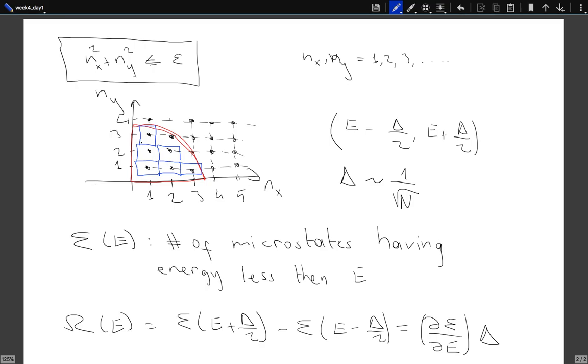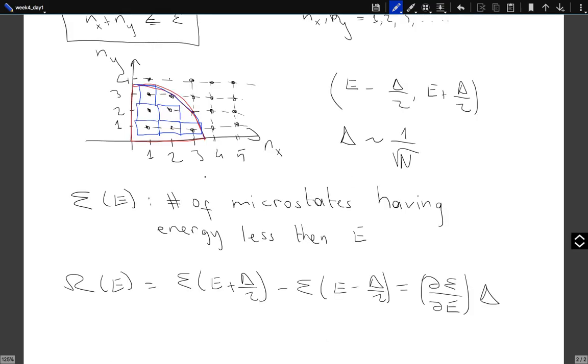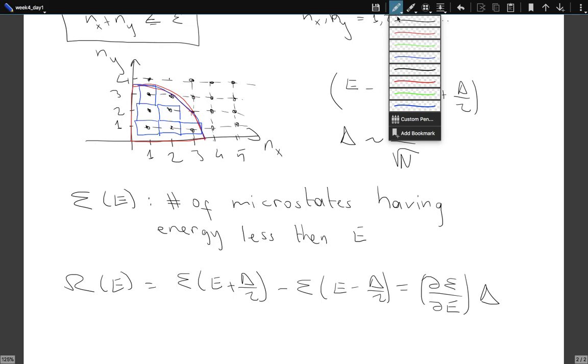Of course, there will be errors in my calculation. The errors will be proportional to the circumference. You see, along this circumference, the number of unit areas that intersect that circumference is, how does it scale with n?